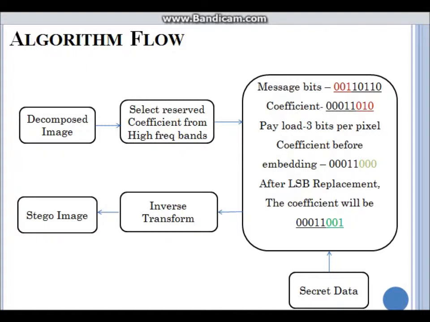Algorithm flow. This is the algorithm flow for the adaptive LSB technique. First, we are taking the decomposed image, from which we are selecting the high pixel values. Among the pixel values, we are selecting the pixel values whose coefficient is shown here. And then we are also taking the message bits of the secret data. If the payload of the message is 3, the first 3 bits of the message are inserted in the last 3 bits of the coefficient, and after the LSB replacement process, the coefficient will be as follows. And finally, we can also do the inverse transform to get the stego image.